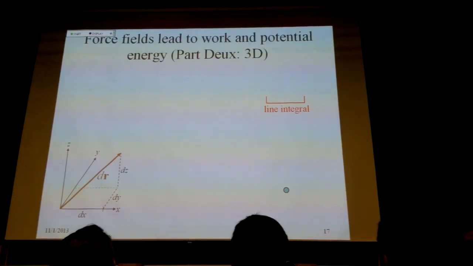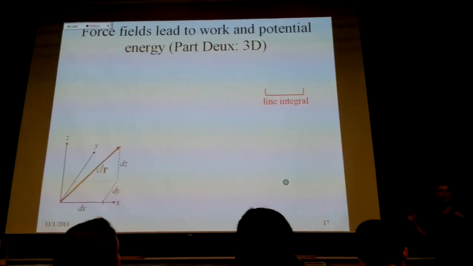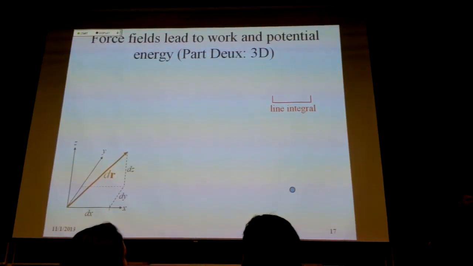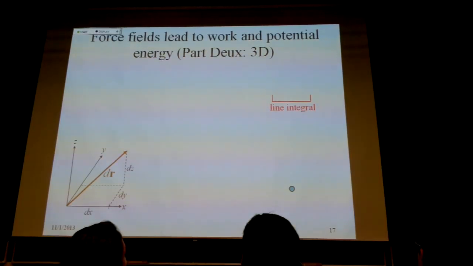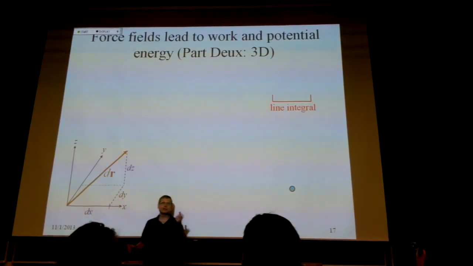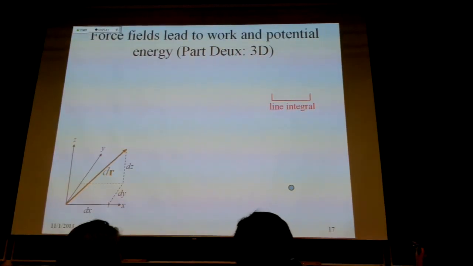So force fields lead to work and potential energy. This is just a 3-dimensional view of what we've been doing in 1 dimension. So there's absolutely nothing new here at all, except maybe a vector dot product. So for reference, this is my coordinate system. dr is some infinitesimal displacement in 3-dimensional space in some arbitrary direction.